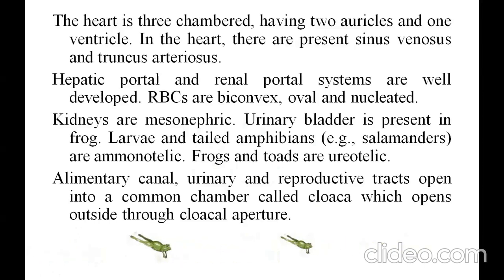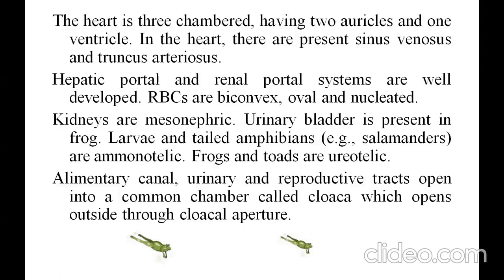And the heart is three-chambered. They have a three-chambered heart, which possesses two auricles and one ventricle. And in the heart, they also have sinus venosus and truncus arteriosus. And the amphibians possess a well-developed hepatic portal and renal portal system. Usually the red blood corpuscles are biconvex and oval in shape, and they are nucleated.